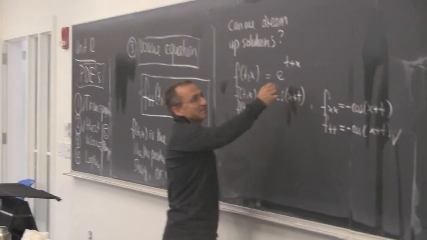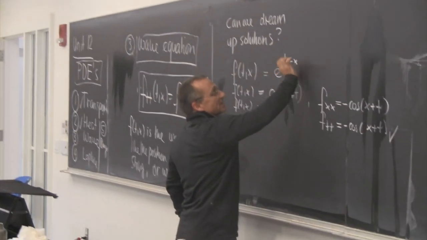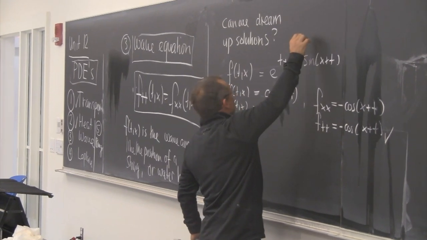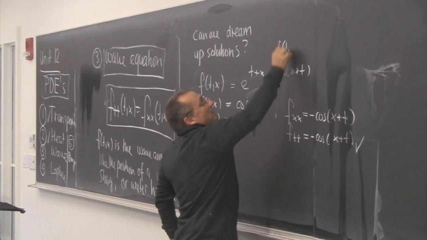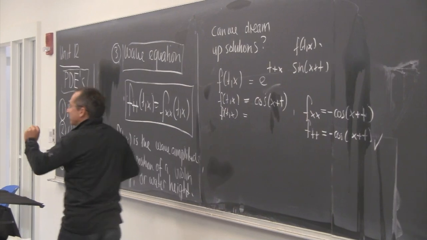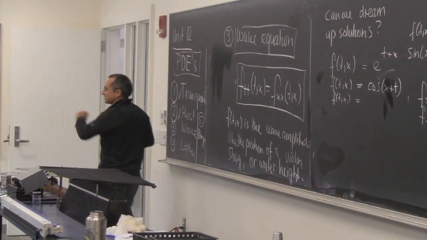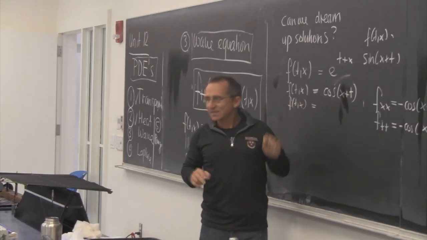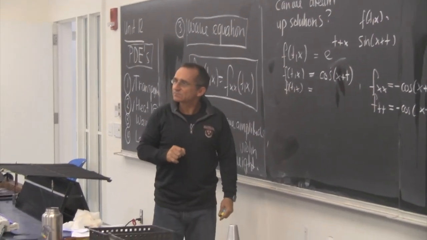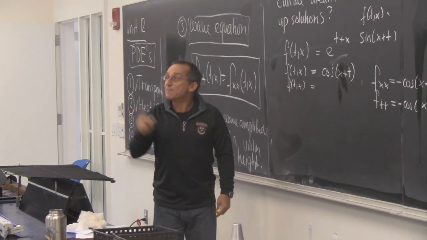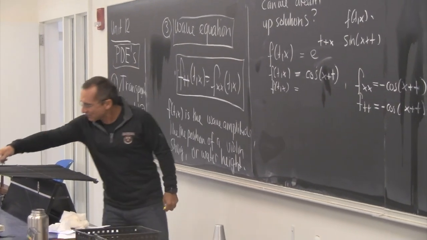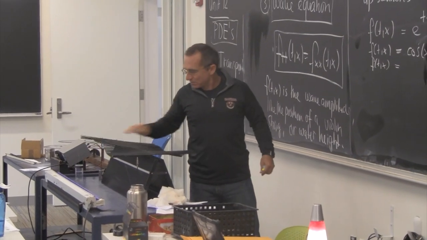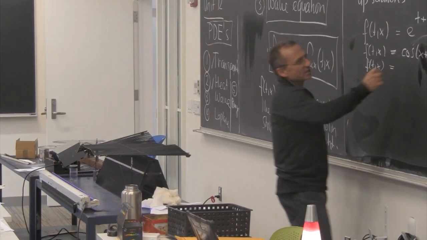Sine of x plus t, we can replace this also with that. That works too. And any function, right? You can take any function instead of sine. But what could you take? I want to see something a little bit different. Yeah, you can also take functions of x minus t. That's what I want to do. The plus t is when you go on this side, and the minus t is when you go on the other side.